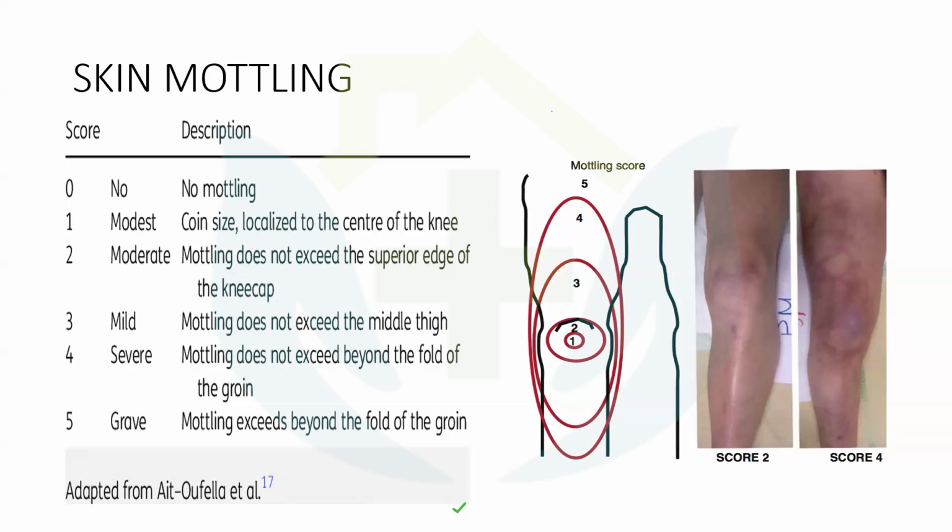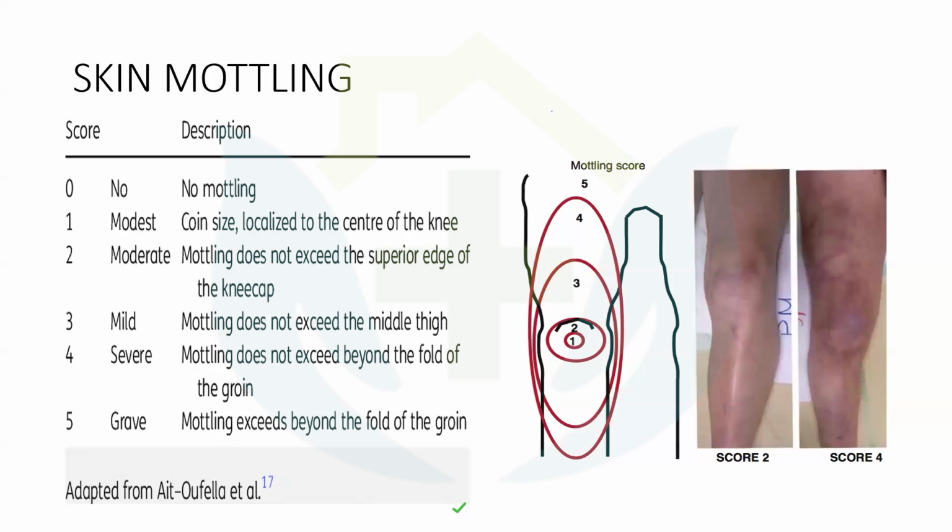4 is the severe, that is mottling does not exceed beyond the fold of the groin. And 5 is the grave, mottling exceeds beyond the fold of the groin. Now they usually ask what is skin mottling, what does it define, and what is the score. Now they can ask you why this happens.